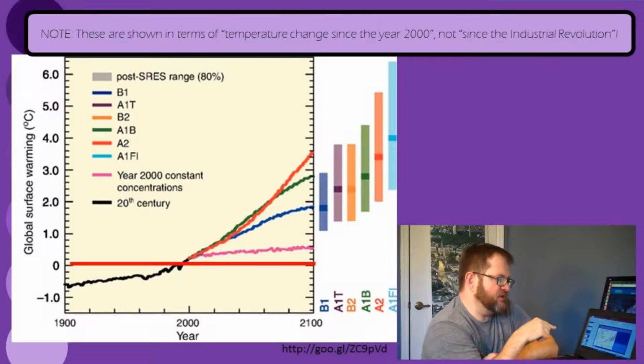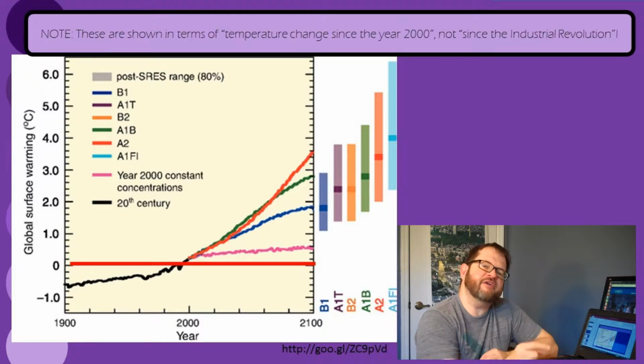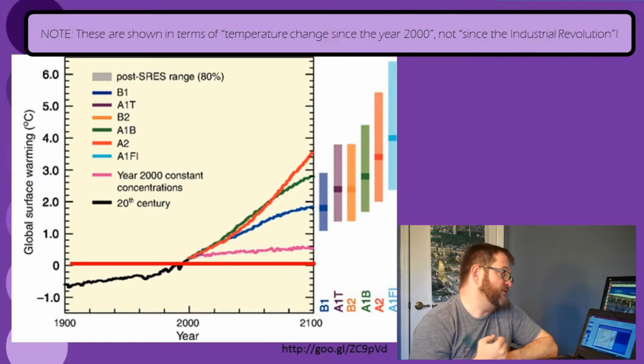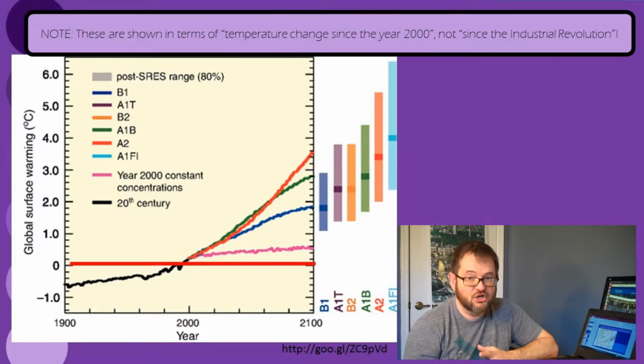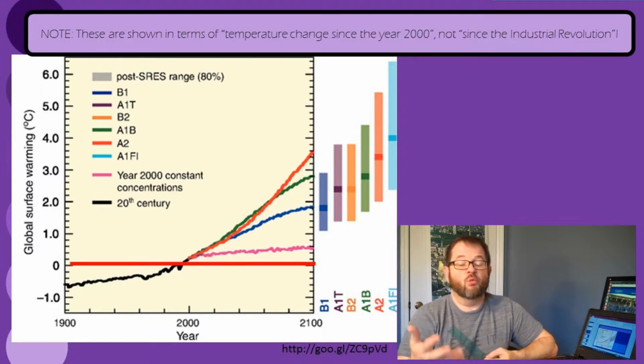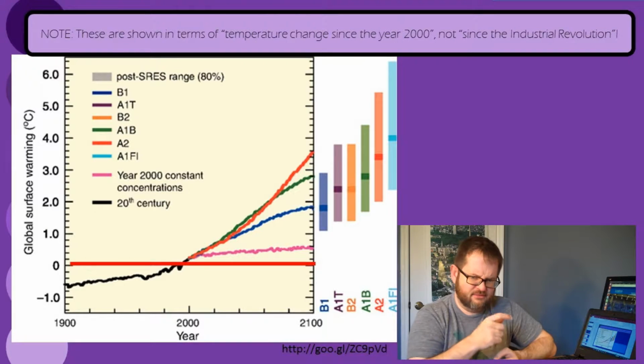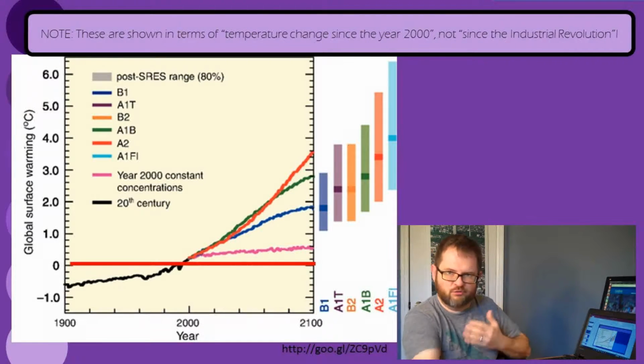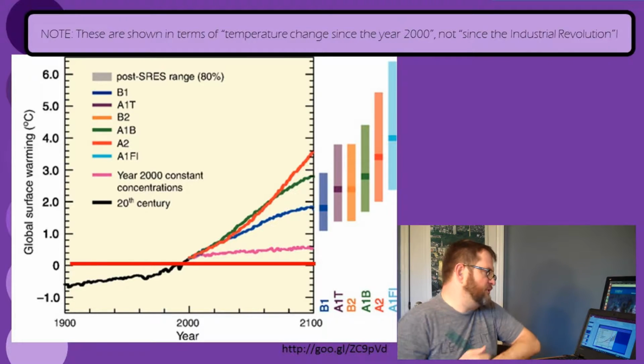Now, I want you to notice, by the way, on these diagrams, for whatever reason they changed how they're doing this. Instead of defining the temperature change as being since the Industrial Revolution, we're now defining it as being since the year 2000. So if they say there's been a 1 degree warming, they mean since the year 2000. So that's on top of the roughly 1 degree of warming we've had up to the year 2000.